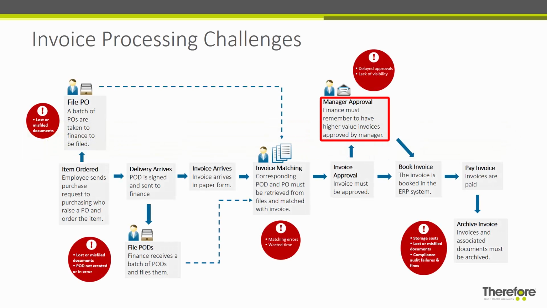You don't know, did the manager ever even view the document? Did they approve it and just forget to send it back? Was it even sent to the wrong person? Unfortunately, there's no easy way to check any of this. So at this point, once we have gotten the approval, assuming we do get it, we'll book the invoice and pay it. And the last step, as I mentioned earlier, is to archive the invoice that we have.